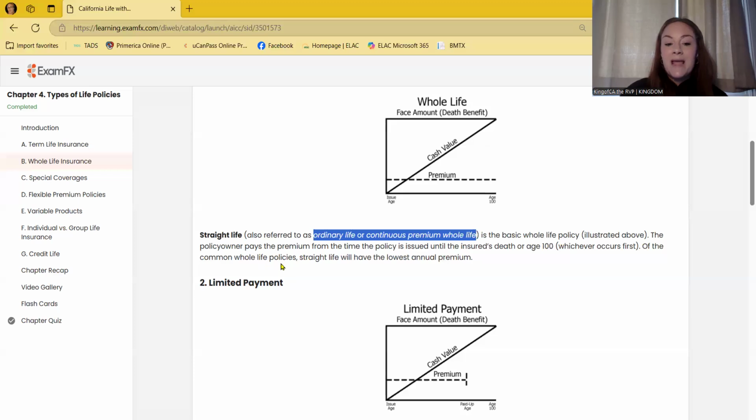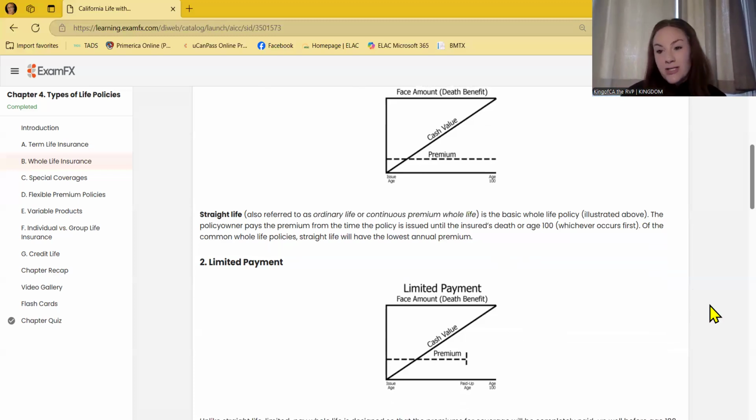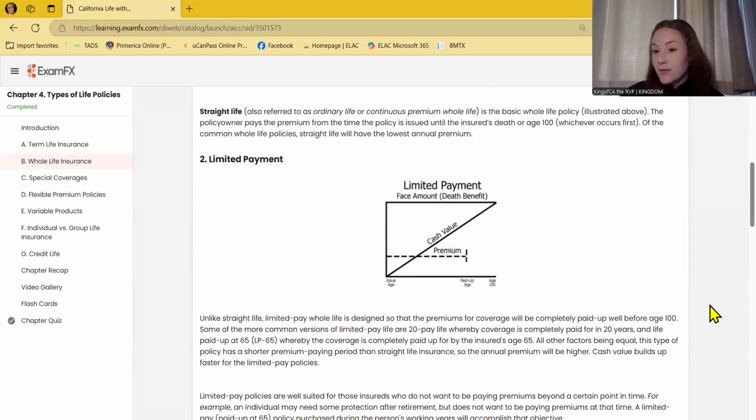The policy owner pays a premium from the time the policy is issued until age 100 or death. They have to pay their policy. Of the common whole life policies, straight life will have the lowest annual premium. Just know that, because they're going to ask you on your test which of the three most common whole life policies has the lowest annual premium. It is going to be straight life, because there are no extra bells and whistles.